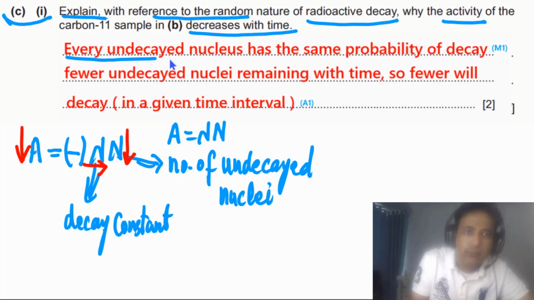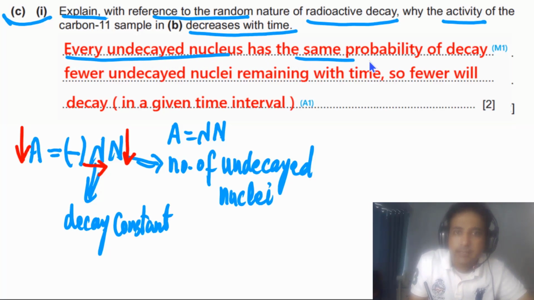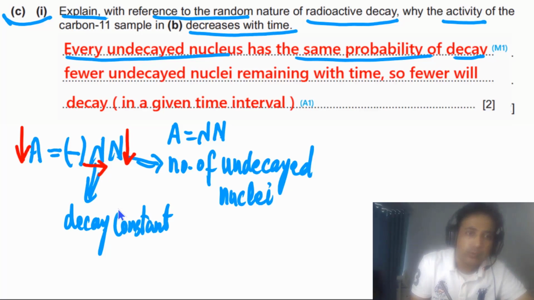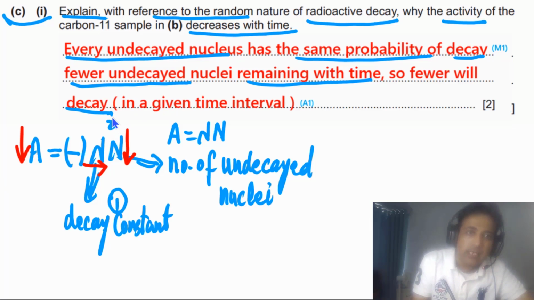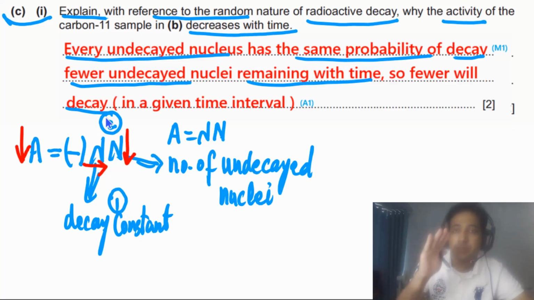Simply you can say every undecayed nucleus has the same probability of decay, meaning lambda is constant for each nucleus. So this is 1 point. Fewer undecayed nuclei remaining with time, so fewer decays, so it means activity decreases. As time passes, the number of undecayed nuclei decreases with time, and activity depends on the number of undecayed nuclei in the sample, so activity also decreases with time.